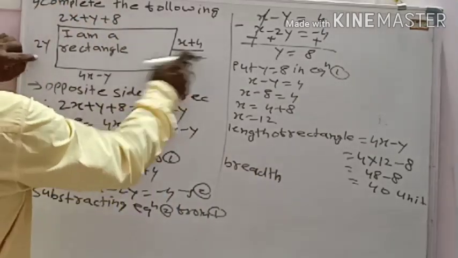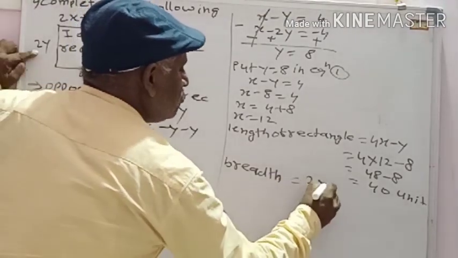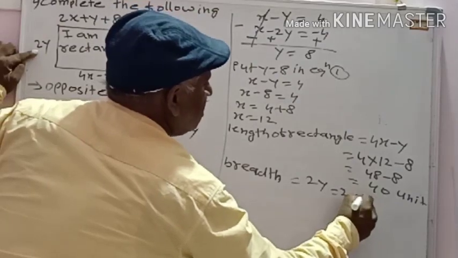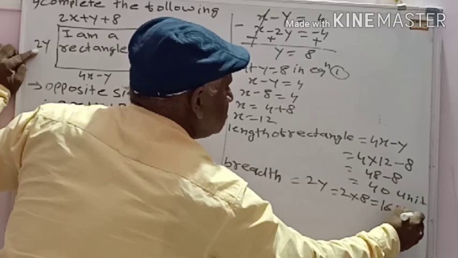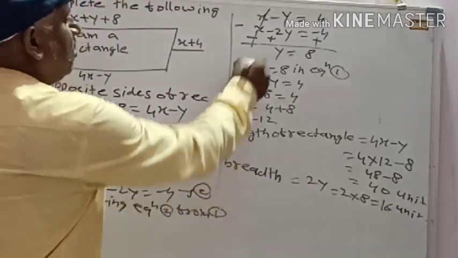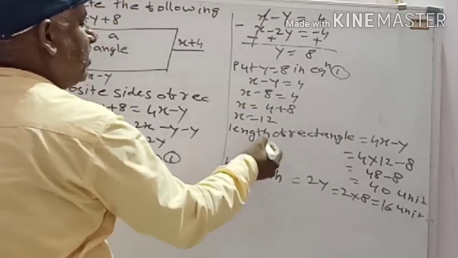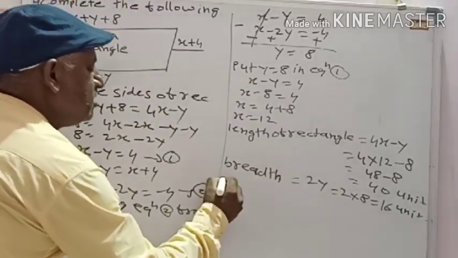Breadth, take any one of these, 2y or x plus 4. Then I take 2y is equal to 2 into 8, value of y is 8. 2 into 8 means 16 units. We found the value of x and the value of y and found the length of the rectangle and the breadth of the rectangle. Now find the perimeter.